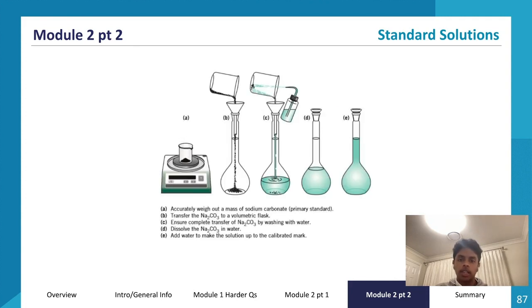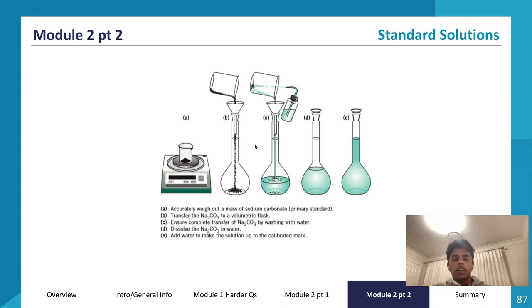So what it looks like, how to calculate standard solutions, is basically in step A, you accurately weigh out a mass of sodium carbonate, which is the primary standard in this example. Using that mass, we can calculate the amount of moles of sodium carbonate that we have. So we'll measure out a mass that would give us around 1 mole of sodium carbonate, for example. We'd accurately weigh out that specific mass using a very sensitive scale. Then we'll transfer that sodium carbonate, Na2CO3, to a volumetric flask. That's step B.